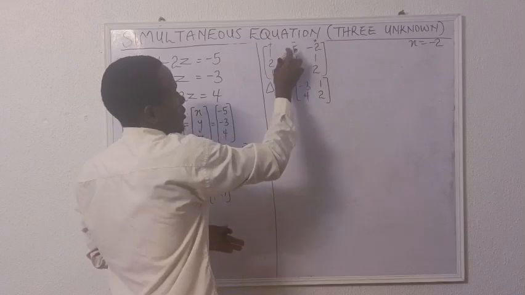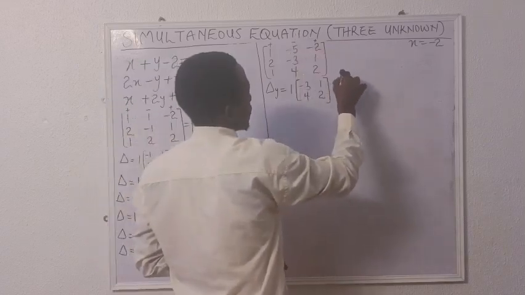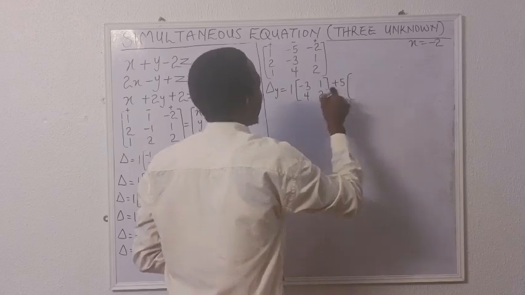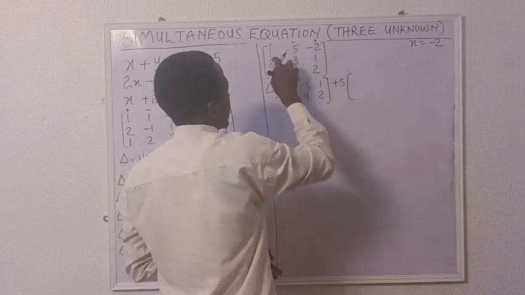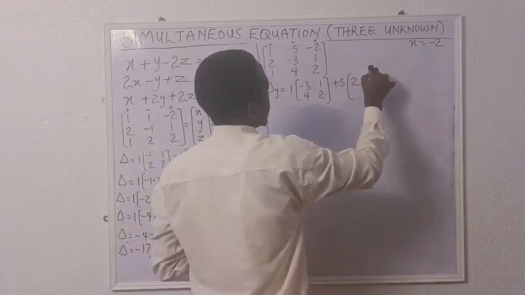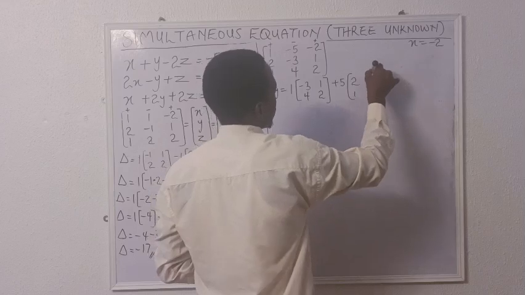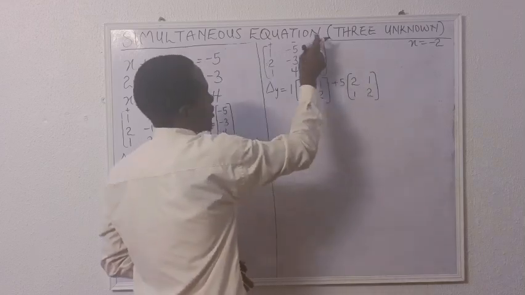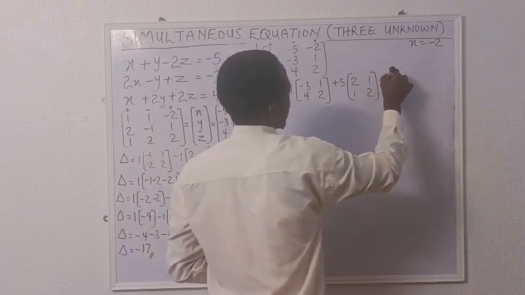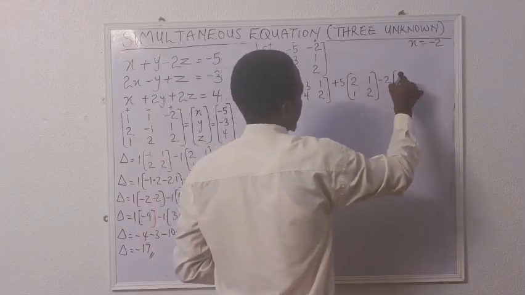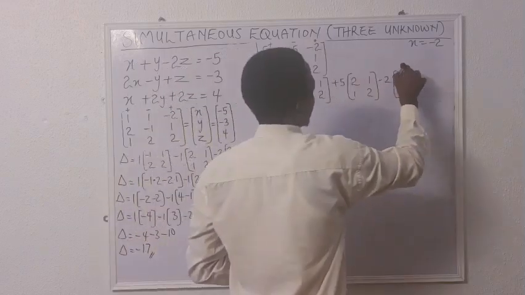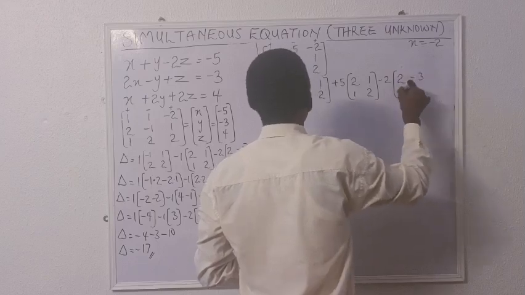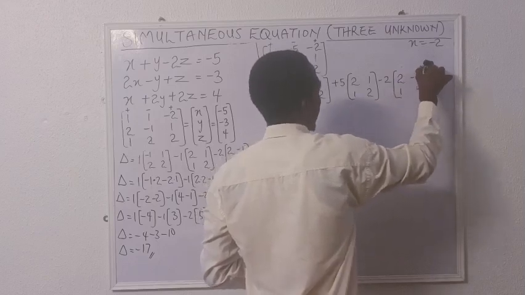The next is what? Minus 5. Minus 5 is going to give us plus 5. So striking out its column and its row, what are we having left? 2, 1, and 1 and 2. And the last but not the least, plus minus 2 is going to give us a minus 2. Striking out its column and its row is going to give us what? 2, minus 3, 1 and 4.